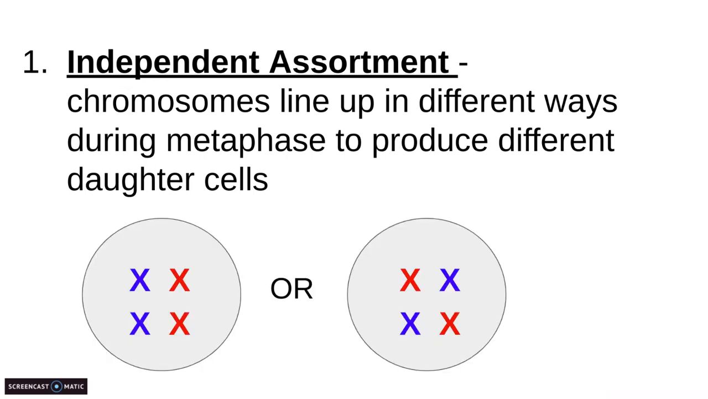All right, moving on. If you want to draw a picture in your notes here, might be a good idea. If you don't have colors, don't worry. You can just make one a really dark colored chromosome and make one a light colored chromosome and just show them lining up in one way and then in another way.